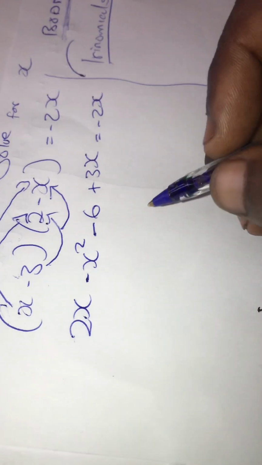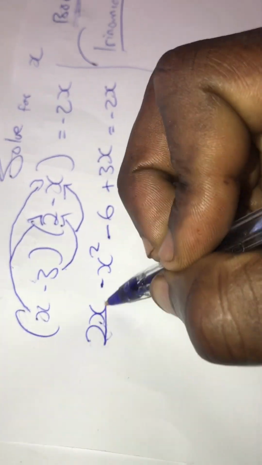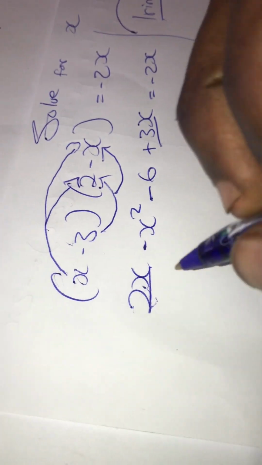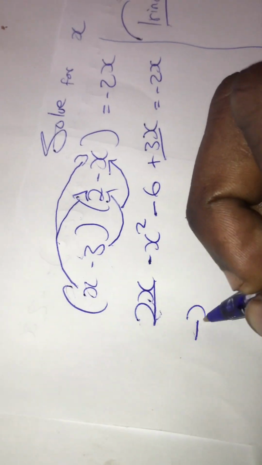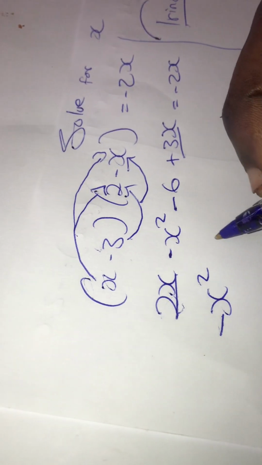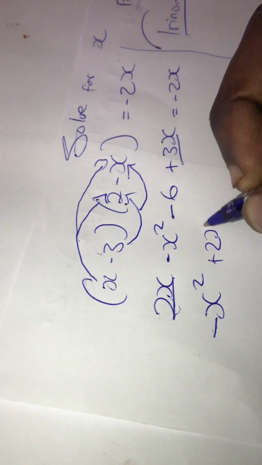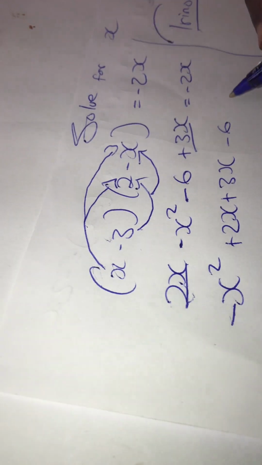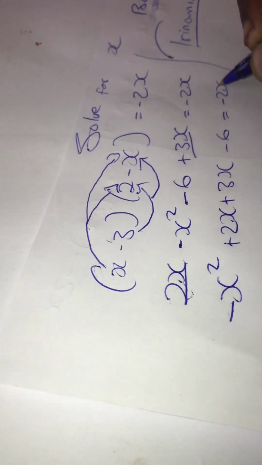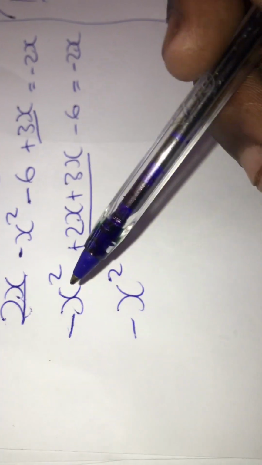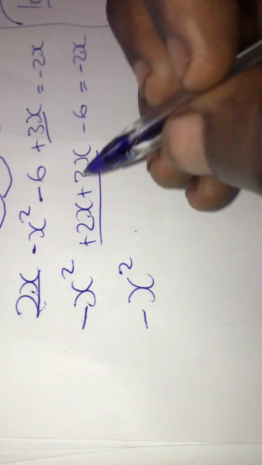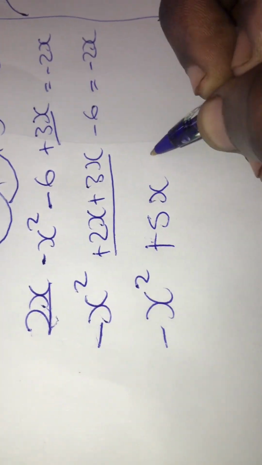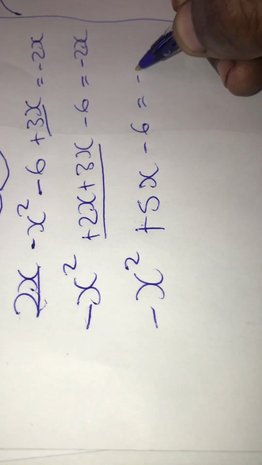And then now we go to my favorite step, which is grouping of like terms and arranging our expression. First we must arrange the expression. We start with the highest degree. Then you have your positive 2x plus 3x. That's how you group them. Then you have your negative 6. It's equal to negative 2x. You take your negative x squared down. Then you sum these two, and you're going to have your positive 5x minus 6. It's equal to negative 2x.